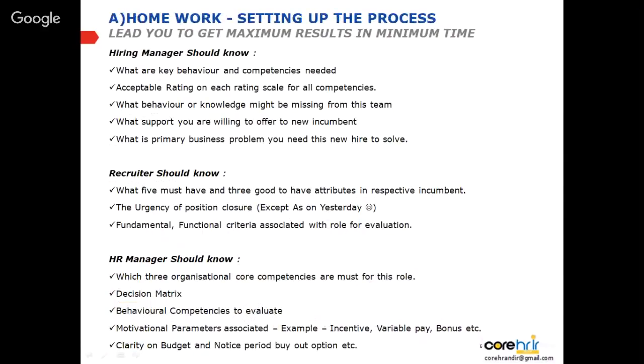So the homework is basically divided into 3 different parts. The hiring manager should know what type of key behavior and competencies is needed for that particular position. Then we have a rating scale, which is specific to the organization and to the different competencies. Then the most important thing for a hiring manager to know is what behavior or knowledge might be missing from this team, so that when I'm taking the new person, I can have this team complete, and that knowledge gap or behavioral gap can be filled while hiring this particular person.